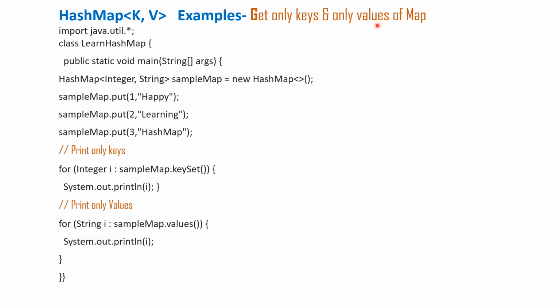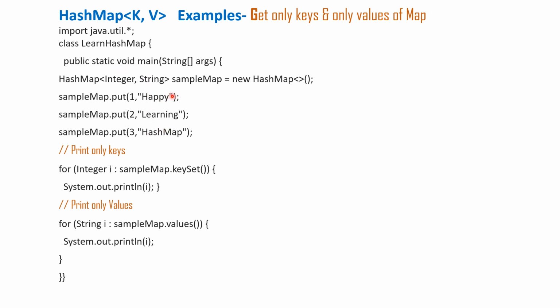Here we are getting the keys and values of the map. If you want to get only the keys, and we don't need the corresponding values, how do we do that? In the reverse case, if you want to get only the values, how do we do that in HashMap? Let's see the same example.